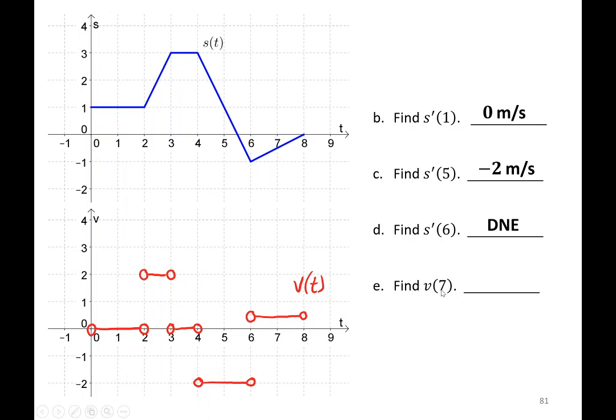So v of 7 then? Well, just reading off v of 7, that's a half meters per second. All right, so that's example 6.